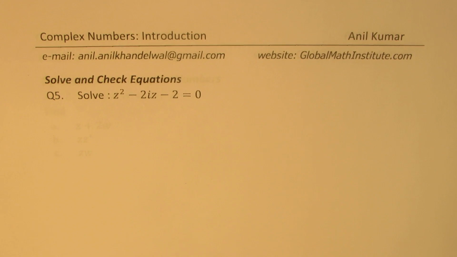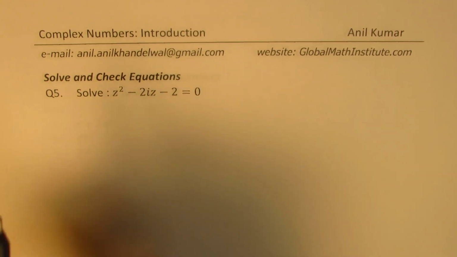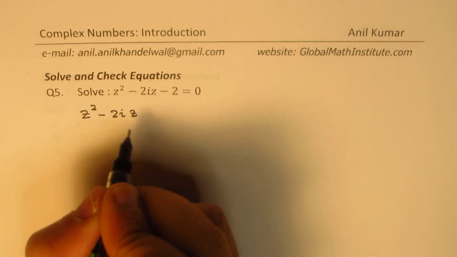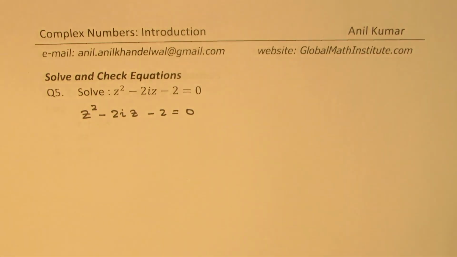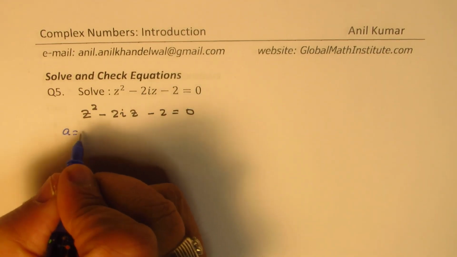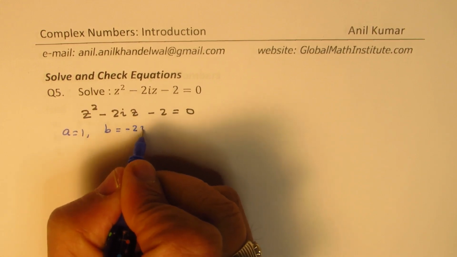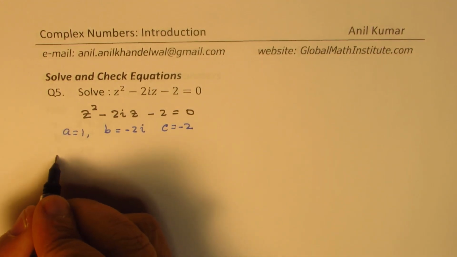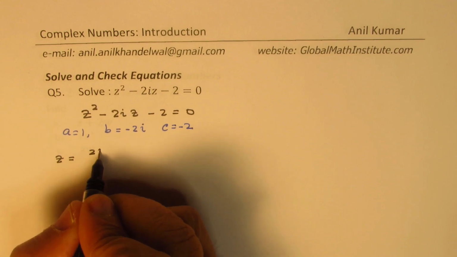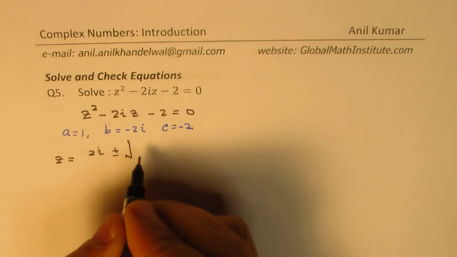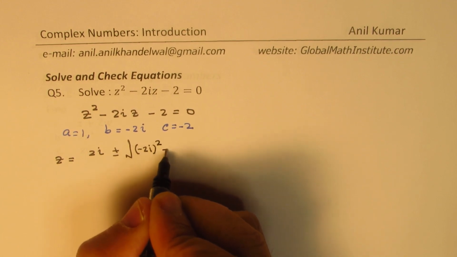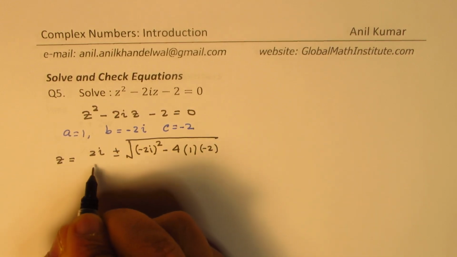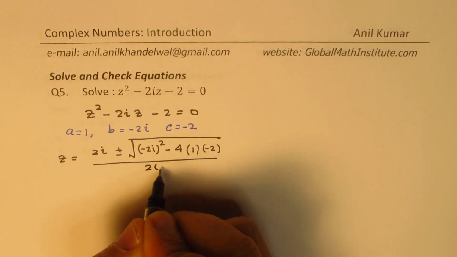Let's take another example to illustrate another point. This time we are going to solve the equation which is z squared minus 2iz minus 2 equals to 0. In this case, a is 1, b is equals to minus 2i, and c is equals to minus 2. And therefore, we can write down the solution of z as equals to 2i, right, minus of this, plus minus, square root of minus 2i square, minus 4 times a is 1 and c is minus 2, divided by 2 times 1.